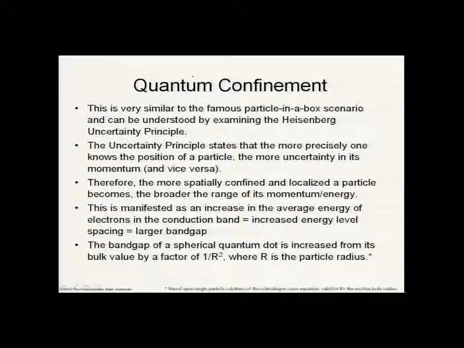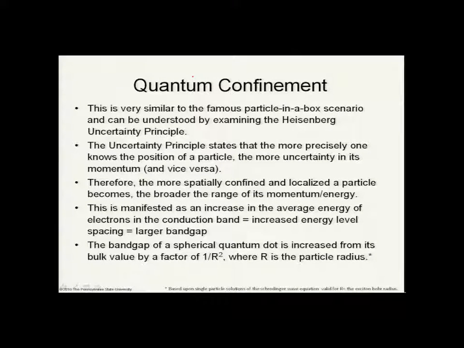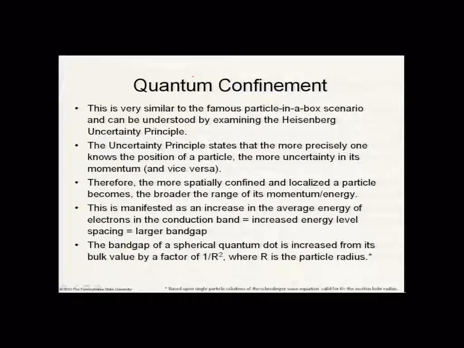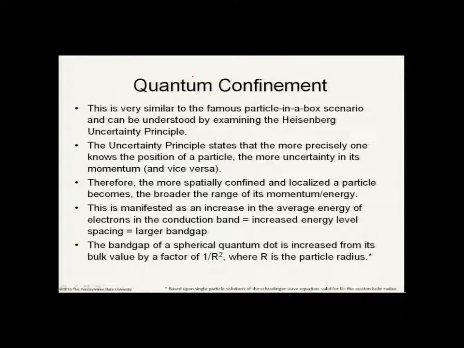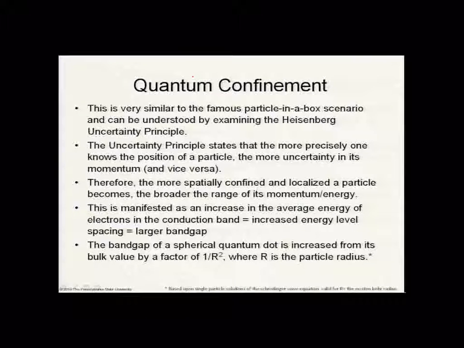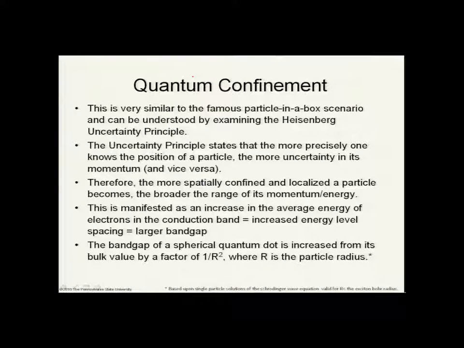Therefore, the more spatially confined and localized a particle becomes, the broader the range of its momentum or energy. So, as a quantum dot becomes smaller and smaller, it's more spatially confined, therefore we know more and more about the electron's location, but then there's a much more probabilistic range for its momentum and energy. This is manifested as an increase in the average energy of electrons in the conduction band, increased energy level spacing, and therefore a larger band gap.